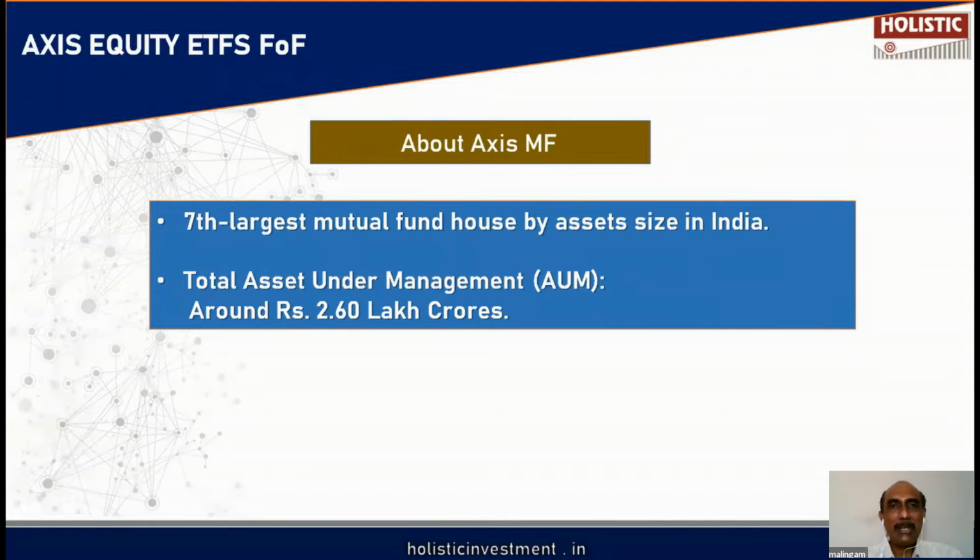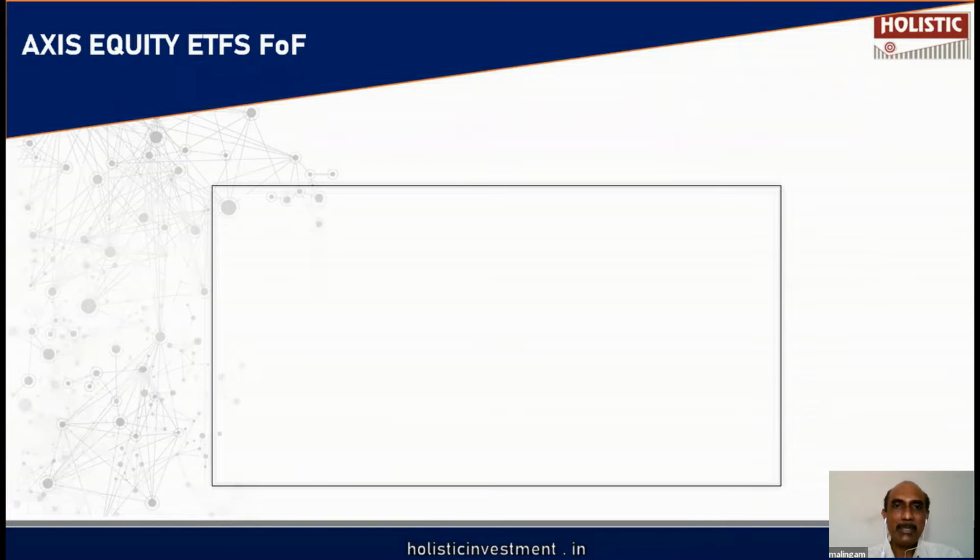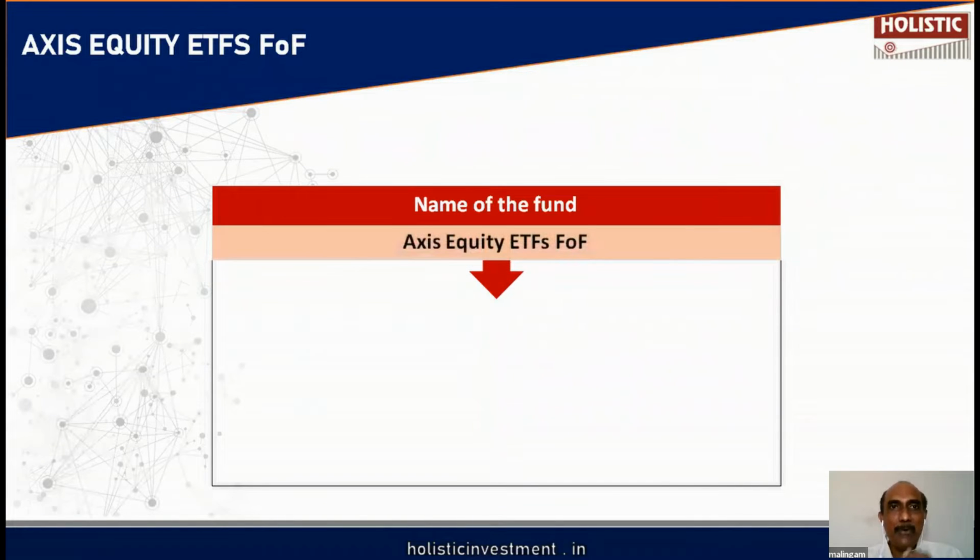Axis Mutual Fund is the 7th largest mutual fund house. It is managing around 2.6 lakh crores of assets under management. This fund comes as a fund of fund. That means this is a mutual fund scheme. They will collect money from investors, and in turn they will invest in other mutual fund schemes. That is what is known as fund of fund. Here they are going to invest in equity ETFs, equity exchange traded funds. That is why it is named Axis Equity ETFs Fund of Fund.